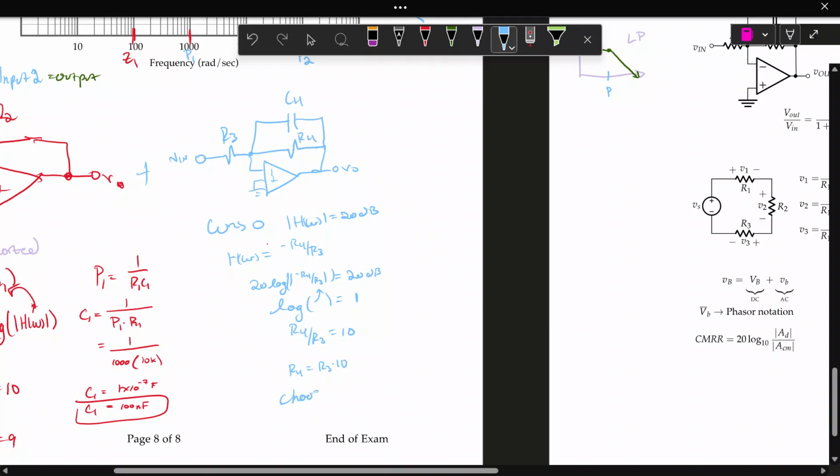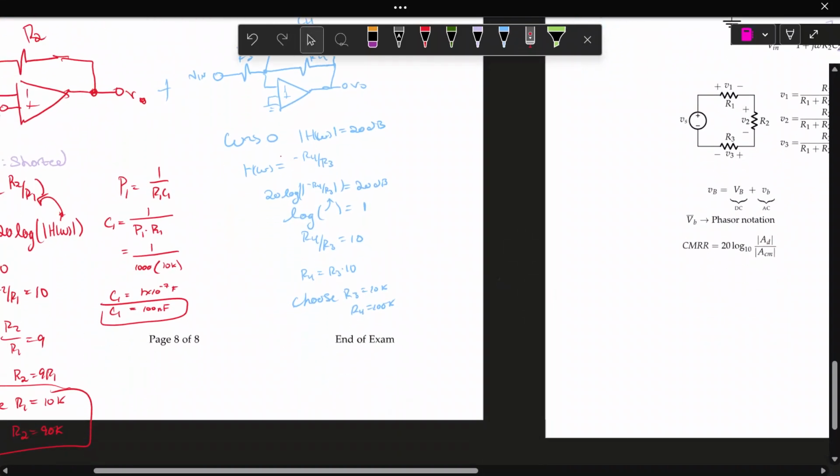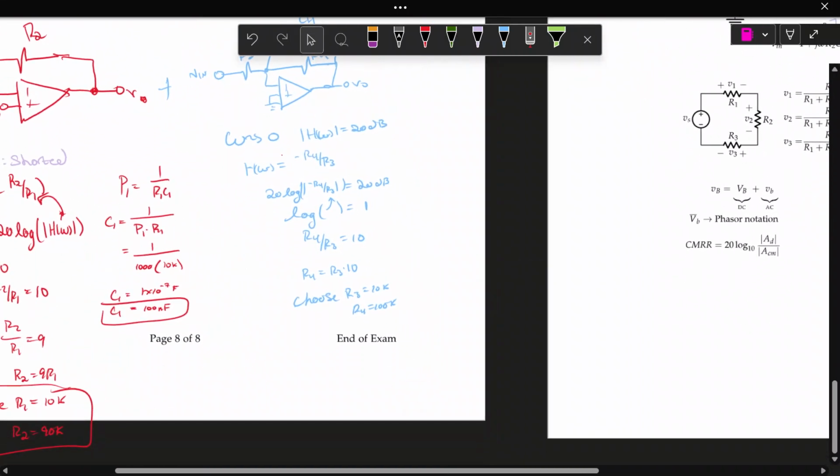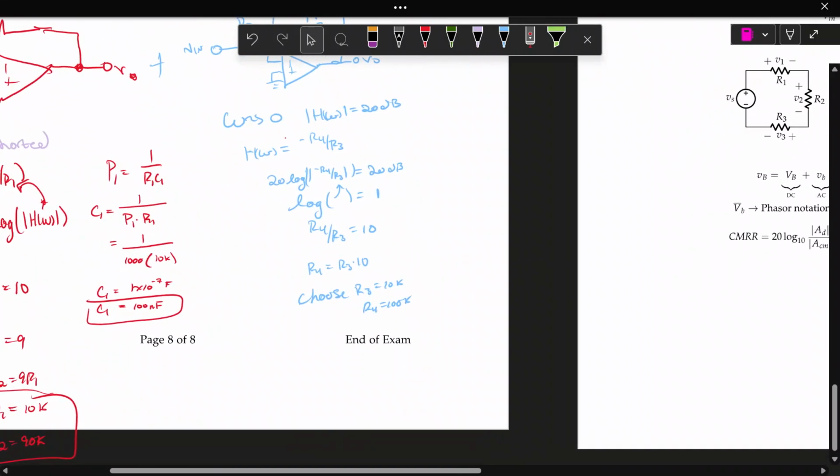Let's just choose R3 to be 10K, R4 to be 100K. Pick whatever you want, it doesn't matter, as long as it's not too small, not too big. I keep it in the K ohm range. If you want to use 1K ohm and 10K ohms, that works. 100K ohm and 100, that's probably too much. It's 1 mega ohm, right? Something like that. Keep it to 10 and 100 or 1 and 10. Up to you. So we choose this.